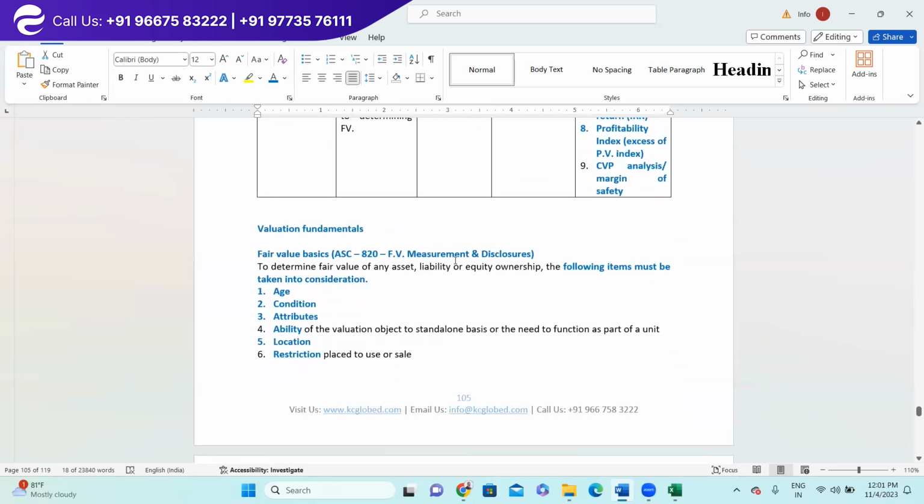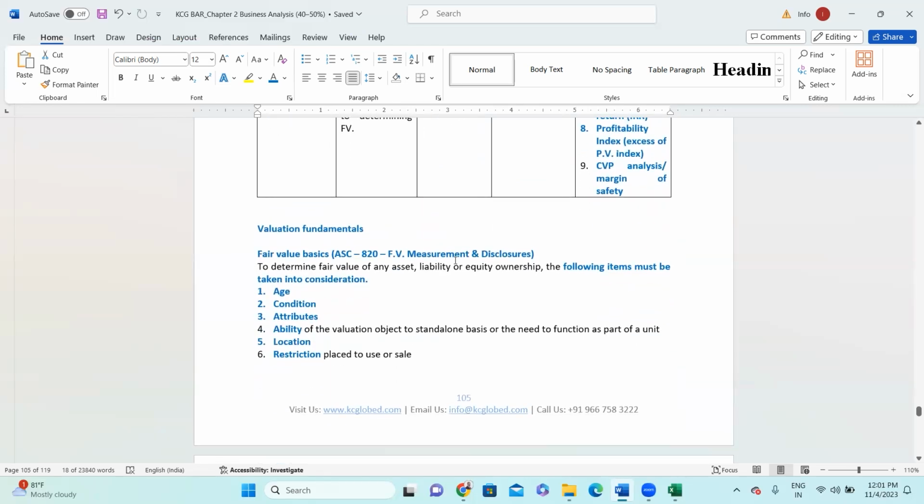First, let's understand valuation fundamentals. This is 100% in line with ASC 820, which you have studied in the FAR exam, right? Some of you have already studied FAR. Section ASC 820, fair value measurement and disclosure, which we have discussed over there. So it's 100% the same way we need to use it here also. So what things do you need to keep in mind when you are calculating the fair value?